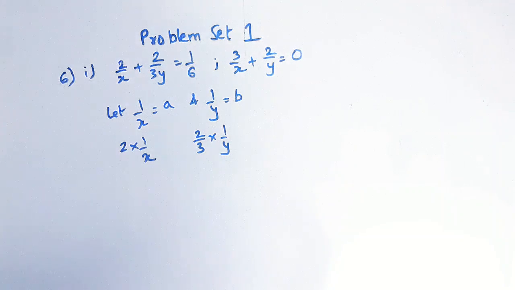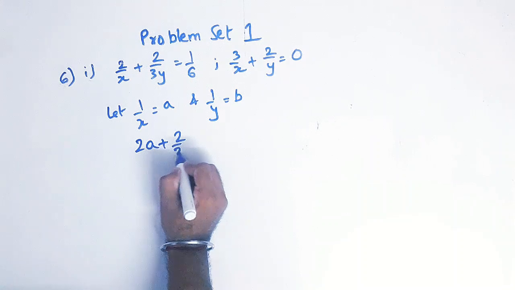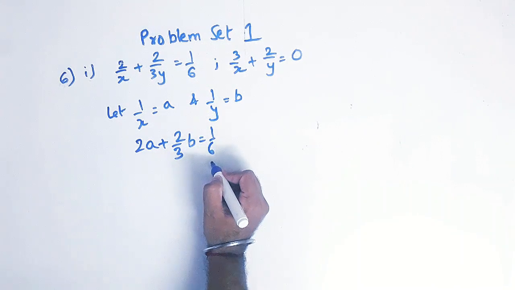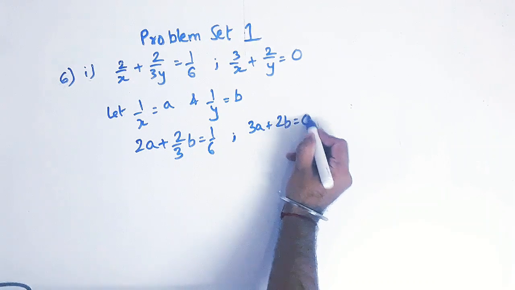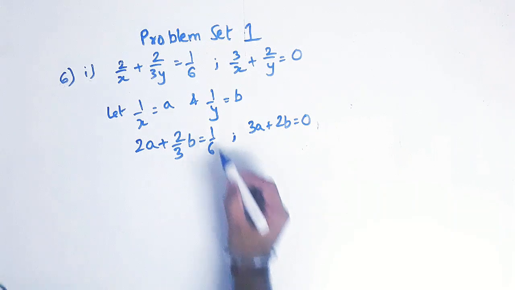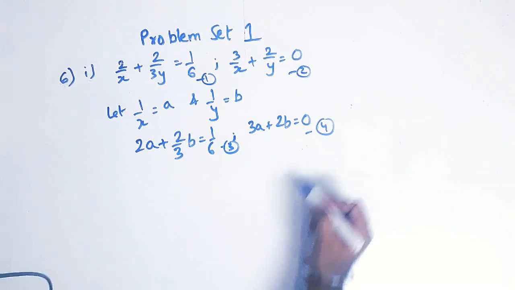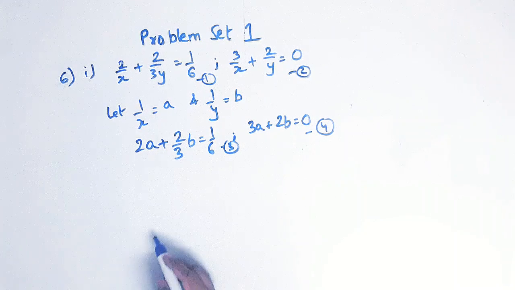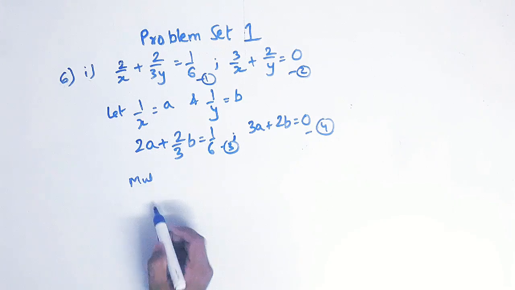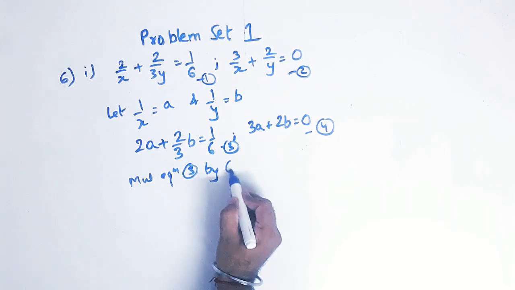So this will be 2a plus 2 upon 3b equals 1 by 6, and this will be 3a plus 2b equals 0. Now I'll call this 1, this 2, this 3, and this 4. Now I don't want this denominator 3 and 6, I want to cancel. So what will I do? I'll multiply by its LCM. Multiplying equation 3 by 6.